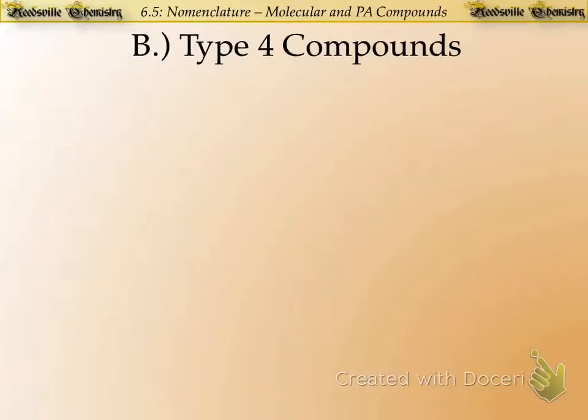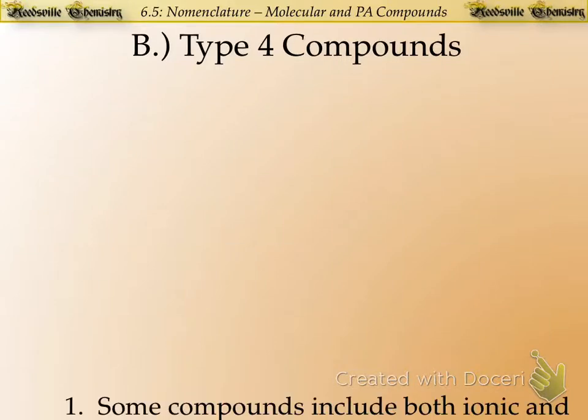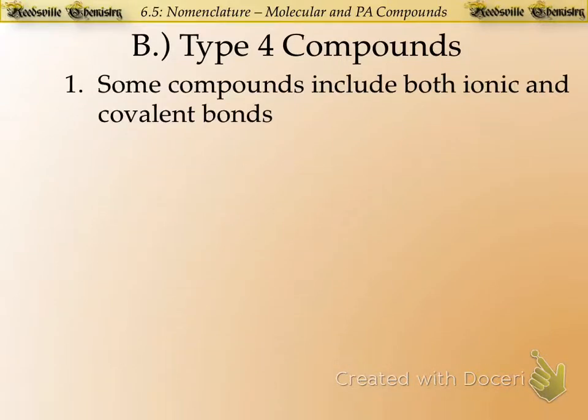All right, now let's go to type 4 compounds, which are probably the most complicated. These are compounds that actually contain both ionic and covalent bonds. Here's an example, NaNO3. You'll notice that there's more than 2 elements in these types of compounds, in type 4 compounds. That is the single biggest giveaway that you have a type 4 compound. There are more than 2 elements. You have sodium, you have nitrogen, you have oxygen.